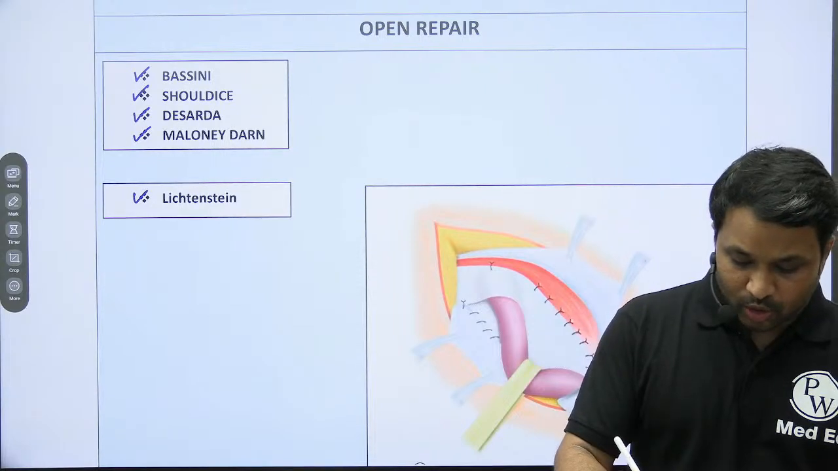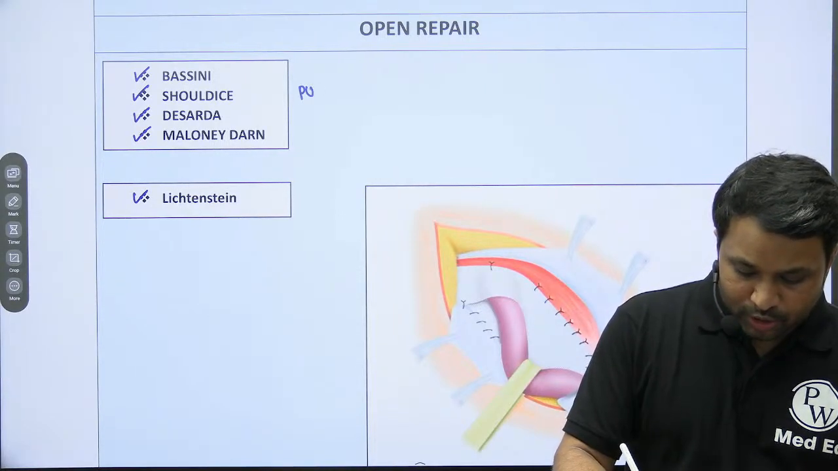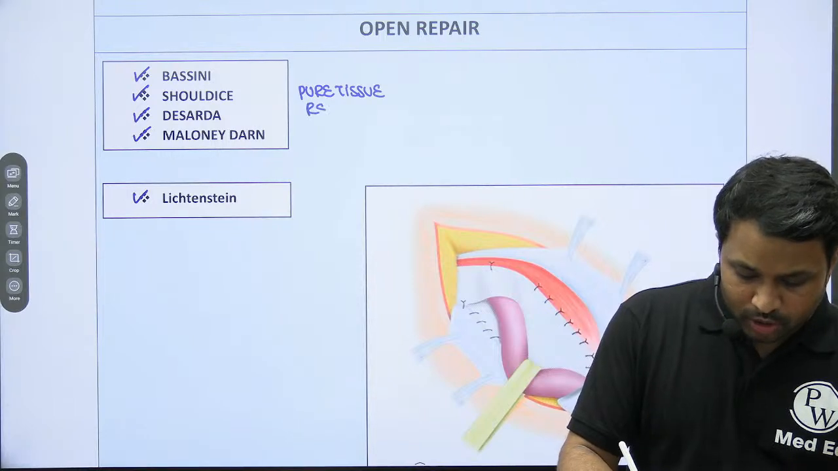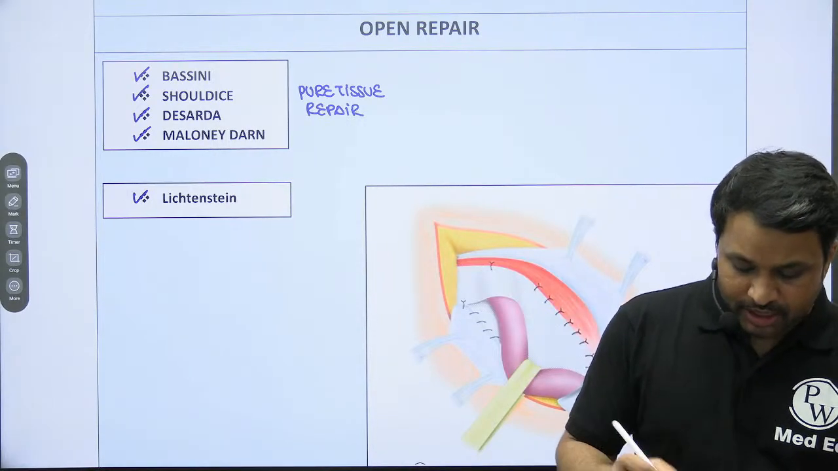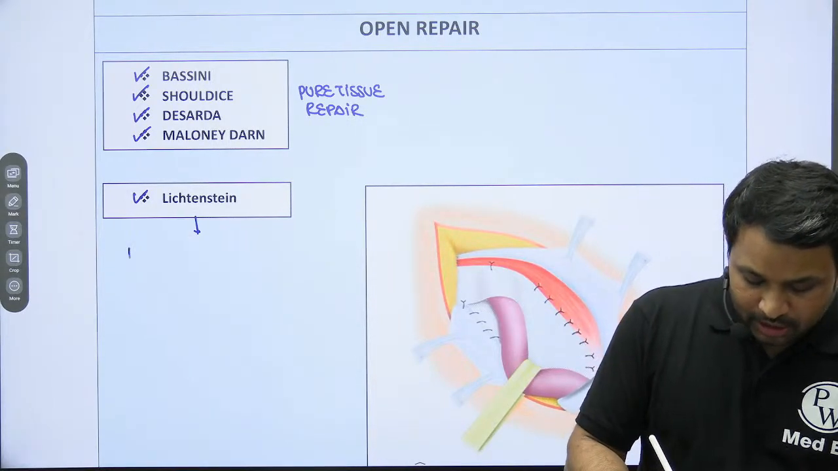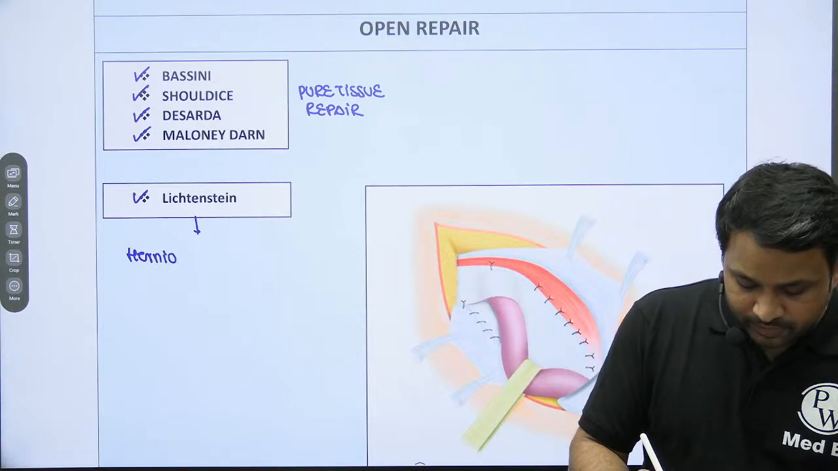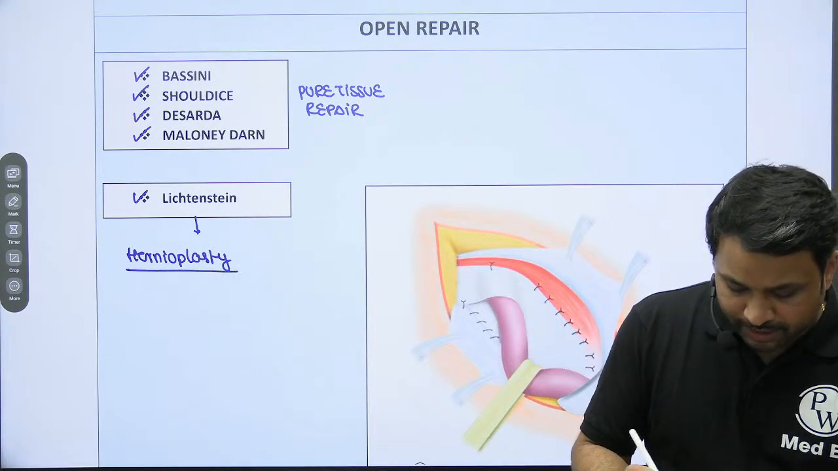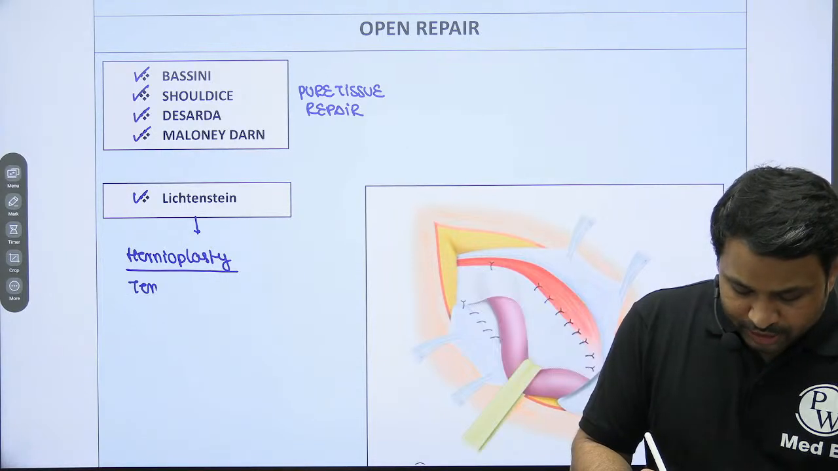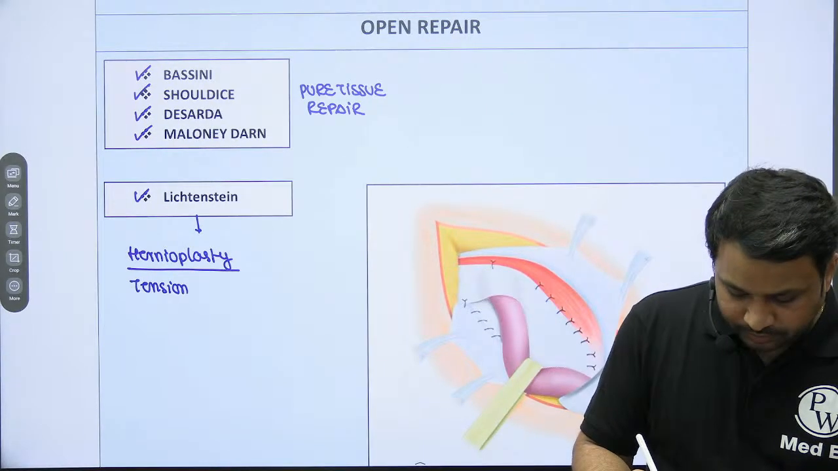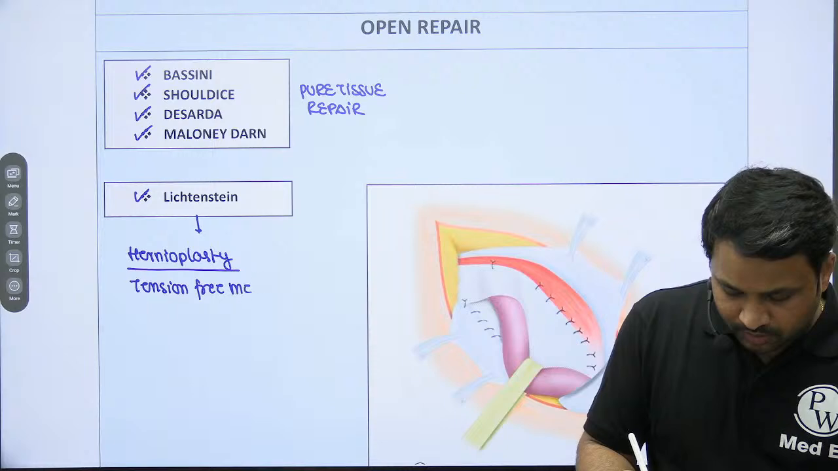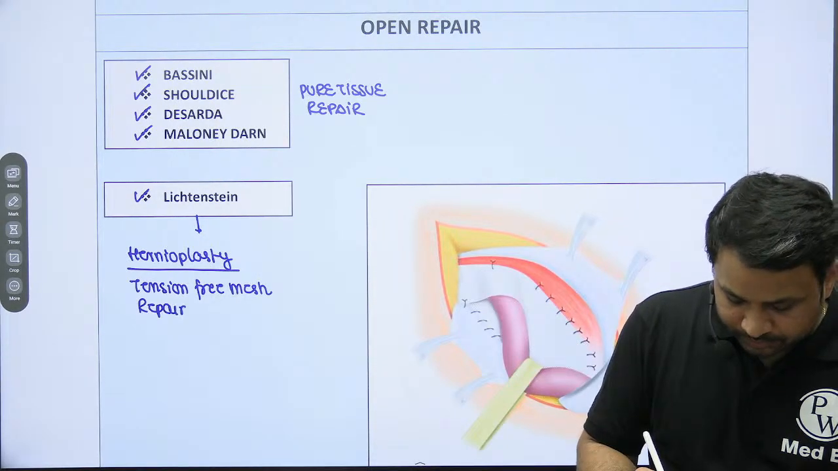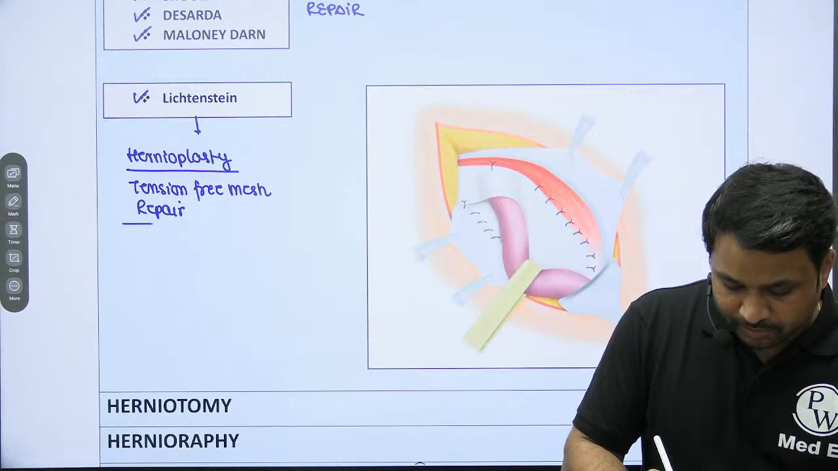Lichtenstein is actually, see, all these others are pure tissue repairs. In a pure tissue repair, I am not going to use any mesh. Lichtenstein is actually a hernioplasty. It is a mesh repair, so it is what we call a tension-free mesh repair.